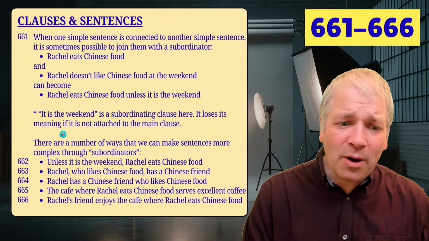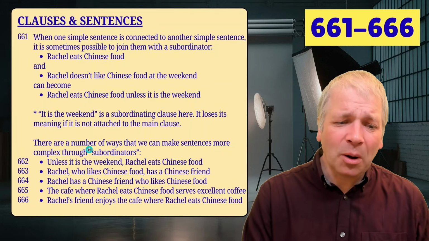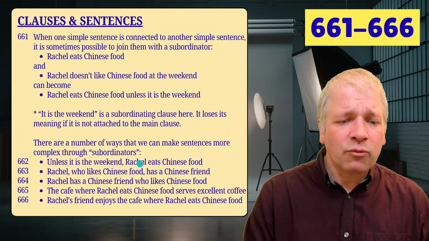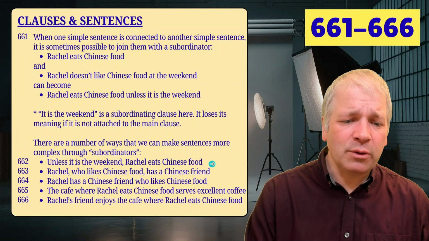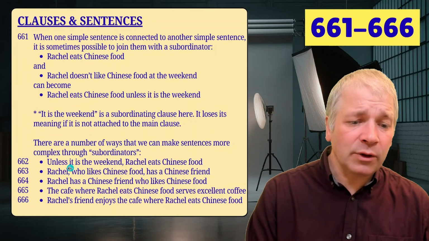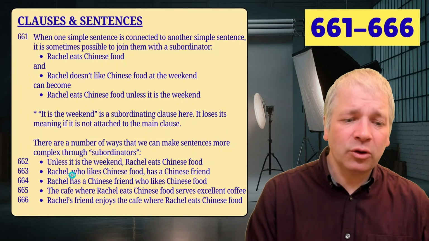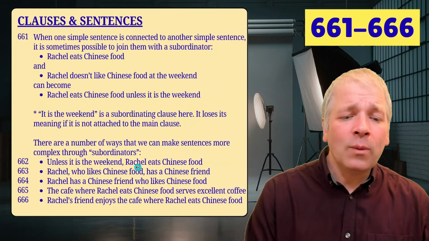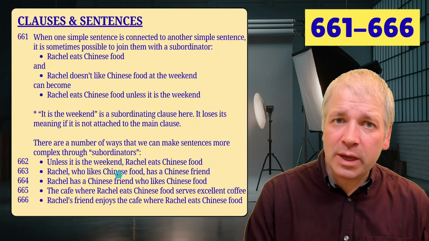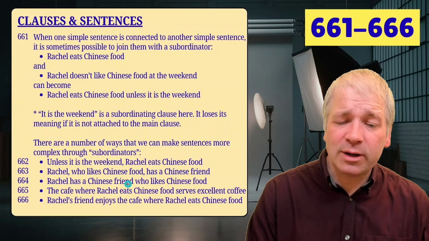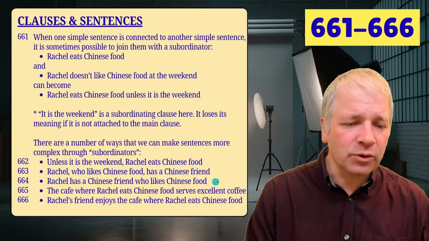There are a number of ways that we can make sentences more complex through subordinators. Unless it is the weekend, Rachel eats Chinese food. So here we have unless as the subordinator. In the next one, we have a relative clause in the middle. Rachel, who likes Chinese food, has a Chinese friend. Or we can turn it around so that the subordinating clause, which is a relative clause, comes at the end. Rachel has a Chinese friend who likes Chinese food.